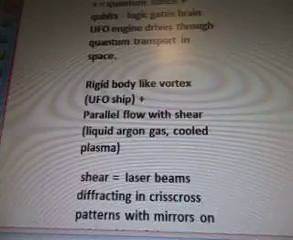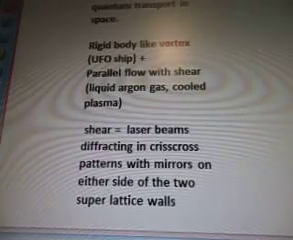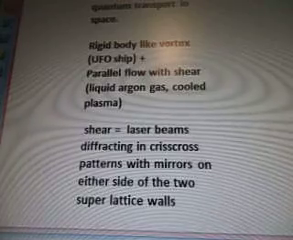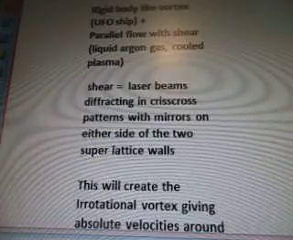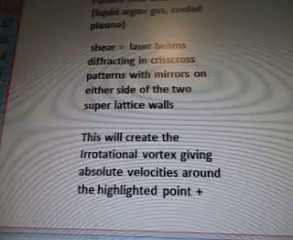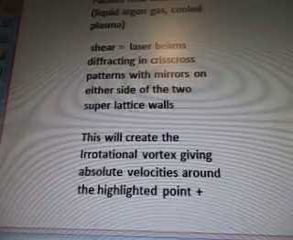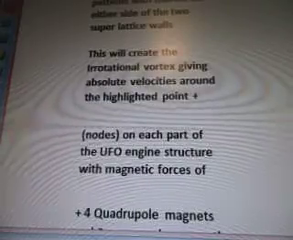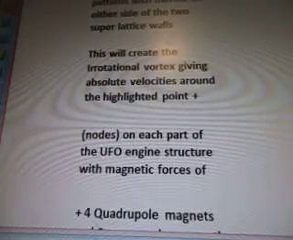Brain of the UFO engine drives through quantum transport in space. The rigid body-like vortex, or the UFO ship, the parallel flow with shear, liquid argon gas, cooled plasma. Shear equals laser beams diffracting in crisscross patterns with mirrors on either side of the 2 superlattice walls. This will create the irrotational vortex, giving absolute velocities around the highlighted point.